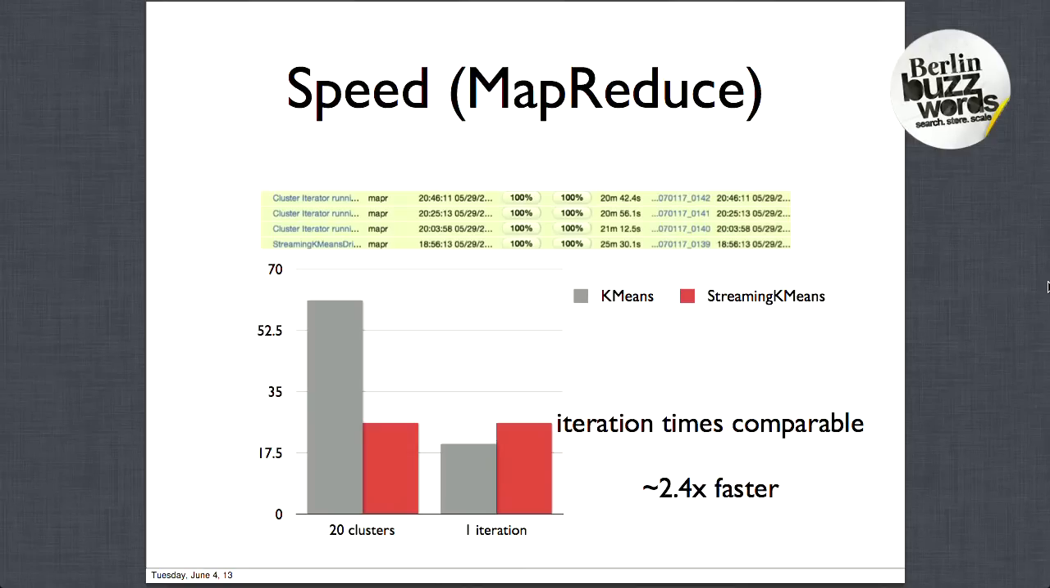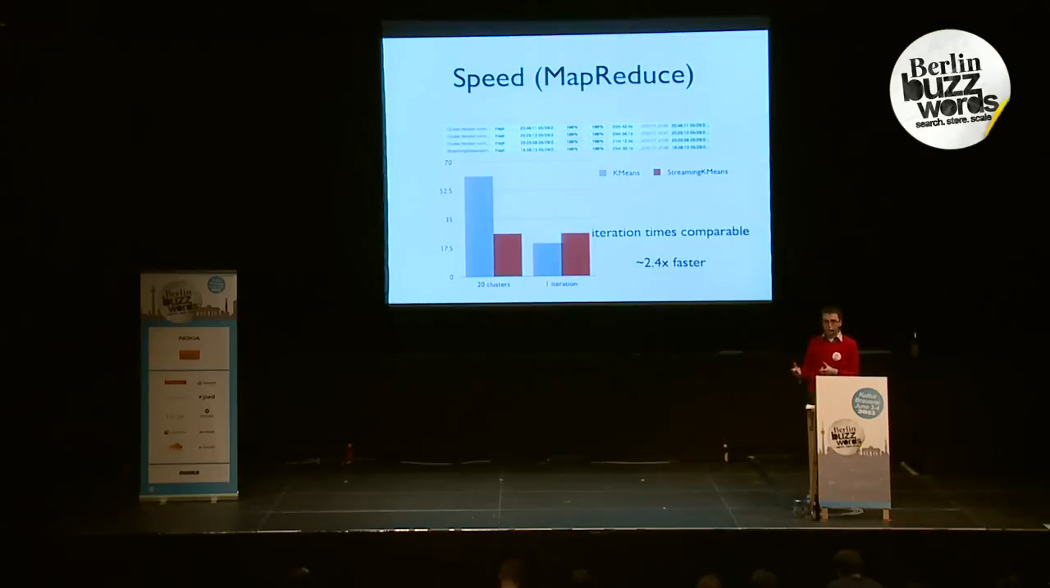So this is a case where you want to have 20 clusters. The gray bars are k-means. And you can see that it needs 3 iterations to converge, right? 3 MapReduces. And each of them takes 20 minutes, whereas streaming k-means takes 25, so it's a bit longer than that. The reason here is that 20 clusters isn't really that many clusters, so you won't really get any advantages from the nearest neighbor search that you're doing in streaming k-means.